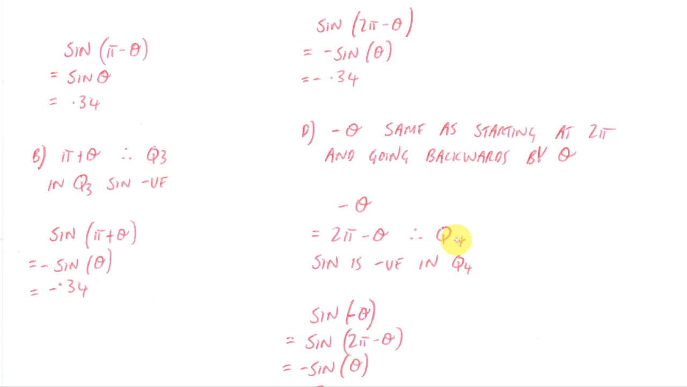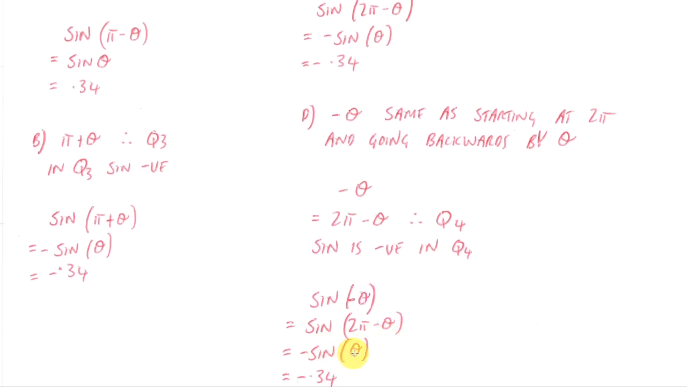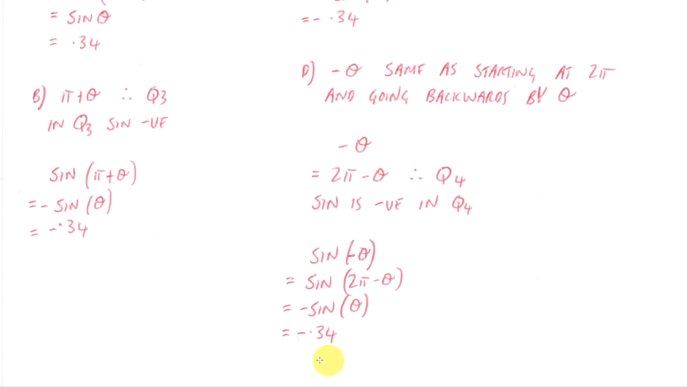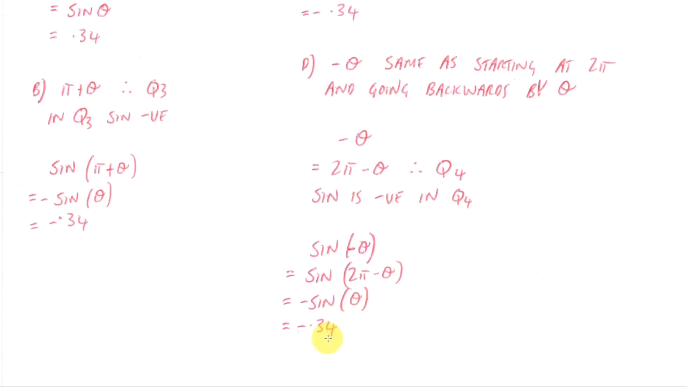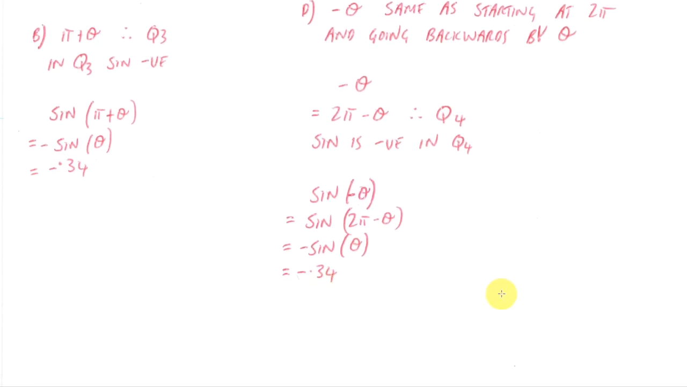The only thing that is positive in the fourth quadrant is cos, so therefore sine is negative. So sine of negative theta is the same thing as sine of 2 pi minus theta, which is equivalent to having sine of theta but the negative of that. Sine of theta from the question is 0.34, so we get negative 0.34 here. And that's all we need to handle for those kind of questions.